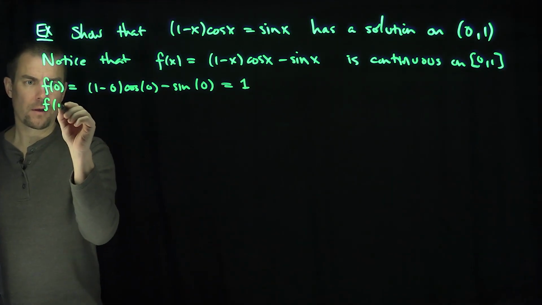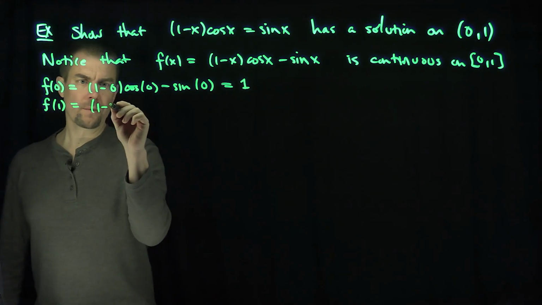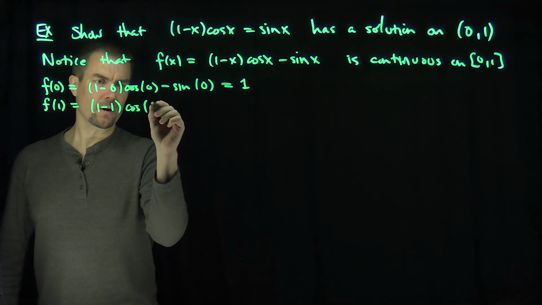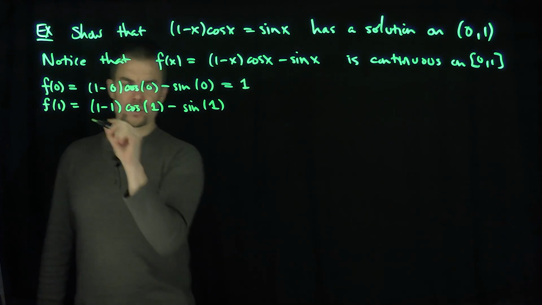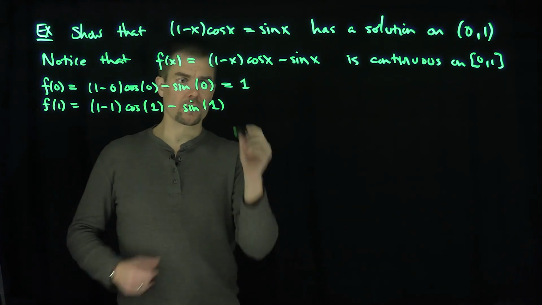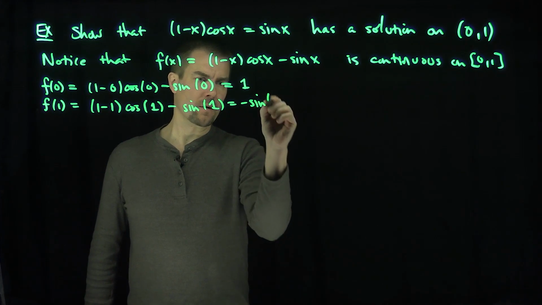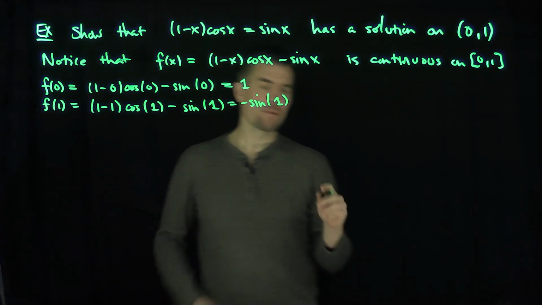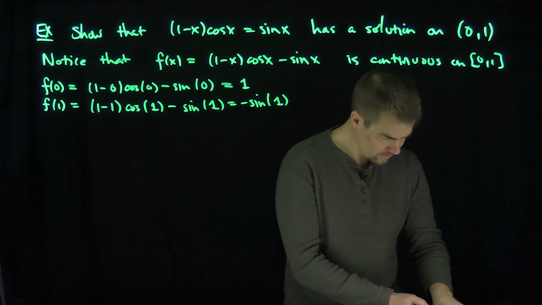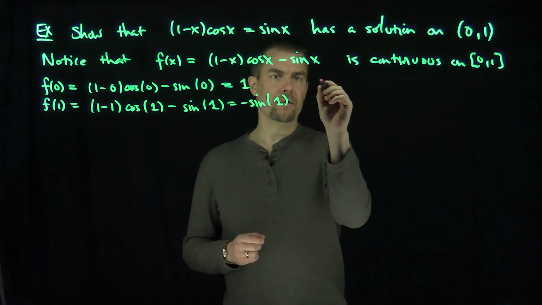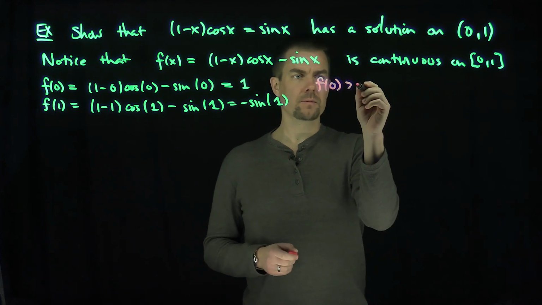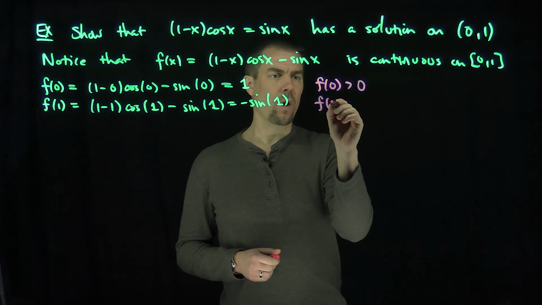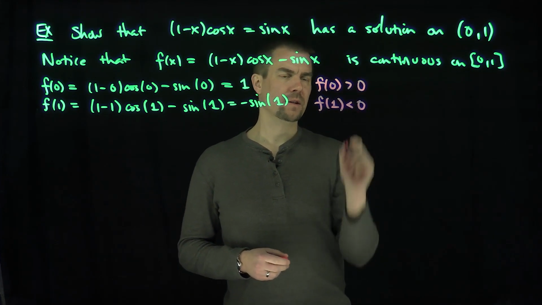Let's look at f of 1. F of 1 is equal to 1 minus 1 cosine of 1 minus the sine of 1. And of course, this first term, this 1 minus 1, is giving you 0, so this is just negative sine of 1. Okay, so what do we have? We now have the following. We have that f of 0 is greater than 0. And f of 1 is less than 0.